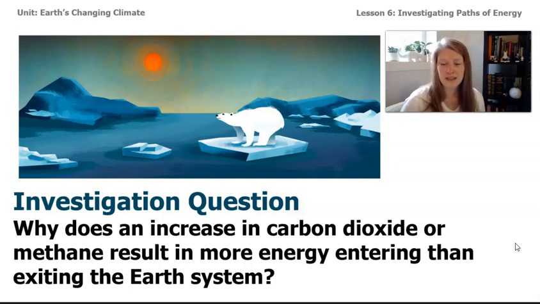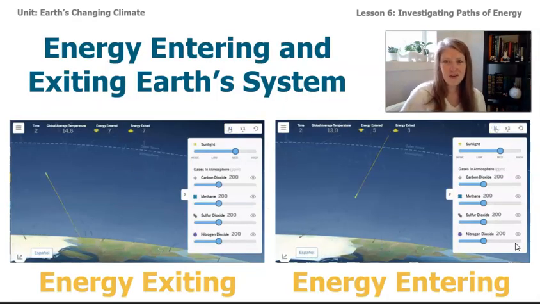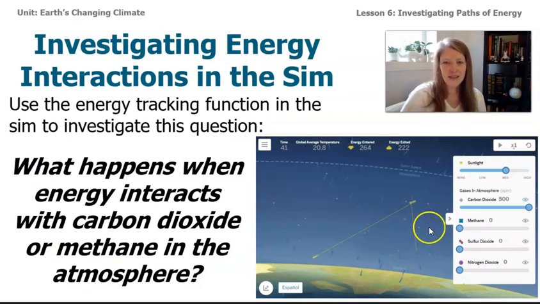The way we're going to do this is by going onto the sim and isolating one individual arrow of energy and watching what happens as it interacts with carbon dioxide or methane gas in Earth's atmosphere. Let me explain the directions for that because they're a little bit tricky. In this picture, there is a yellow energy arrow that was on its way out of Earth's system and it got redirected back to the surface, where it will likely get reabsorbed by Earth's surface. So what's happening here? This is an energy arrow interaction with gas, and we're going to see what the different settings on the sim allow that to happen. What's happening when energy interacts with carbon dioxide or methane?